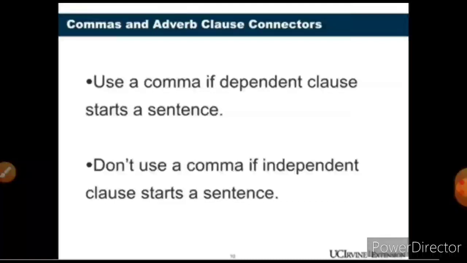And while you are doing a complex sentence, you are going to have the adverb clause connectors that I mentioned in the beginning, and according to them, when you learn them, you can easily identify whether it's a complex sentence, a compound sentence, or a simple sentence.